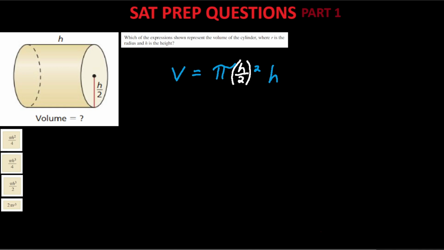And the power of a quotient will make this H squared over 2 squared. And since we're multiplying H squared times what is effectively H over 1, we get H cubed. Making our final answer pi H cubed divided by 4, which is choice 2 over here.